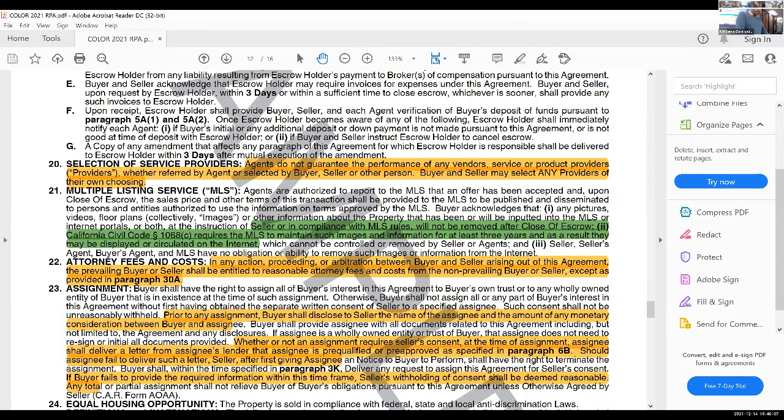Attorney's fees and costs: in any action, proceeding, or arbitration between buyer and seller arising out of this agreement, the prevailing buyer or seller shall be entitled to reasonable attorney fees and costs from the non-prevailing buyer or seller, except as provided in paragraph 30A.